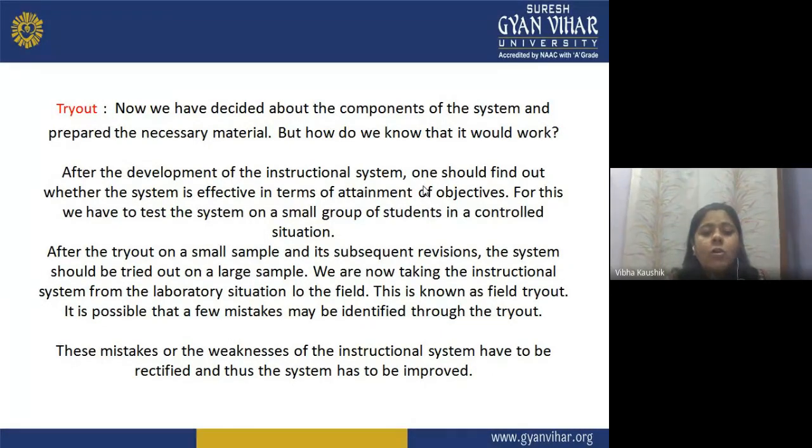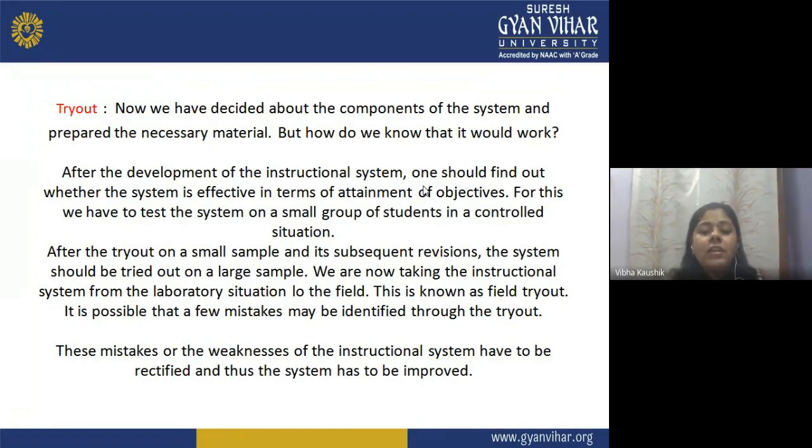After the tryout on a small sample, which can be 20 to 30 students, and its subsequent revisions, the system should be tried out on a large sample. When I get the results from the small sample, only then can I apply it on a large sample.